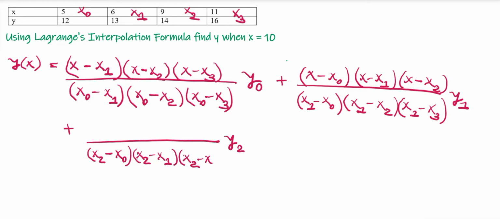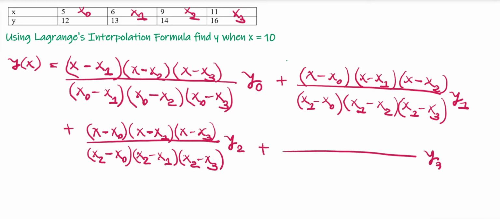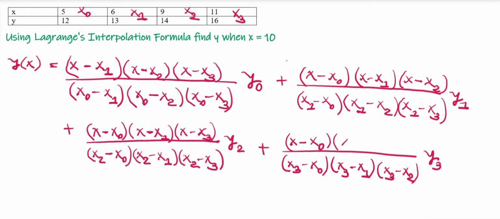Now our next term is related to y2. So in the denominator all the terms will start with x2, and in the numerator you will not find x2 anywhere. In the numerator all the values start with x. So it will be x minus x0, x minus x1, x minus x3 divided by x2 minus x0, x2 minus x1, x2 minus x3, all multiplied by y2. And the last term will be y3. Here it will be x3 minus x0, x3 minus x1, x3 minus x2, and in the numerator it will be x minus x0, x minus x1, x minus x2.